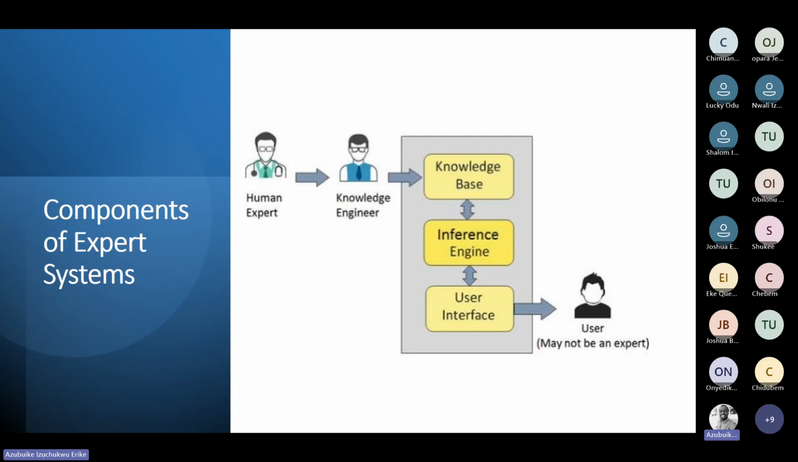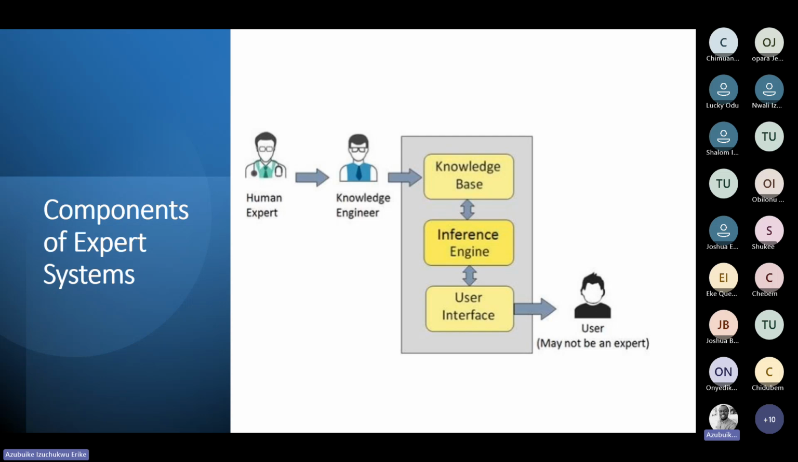This is the expert system itself. But this is the domain expert. This is the knowledge engineer who uses the knowledge of the domain experts to develop an expert system. So inside of the expert system, you have the knowledge base, you have the inference engine, and then you have the user interface. Then another personality you see here is the user, who may actually not be an expert.